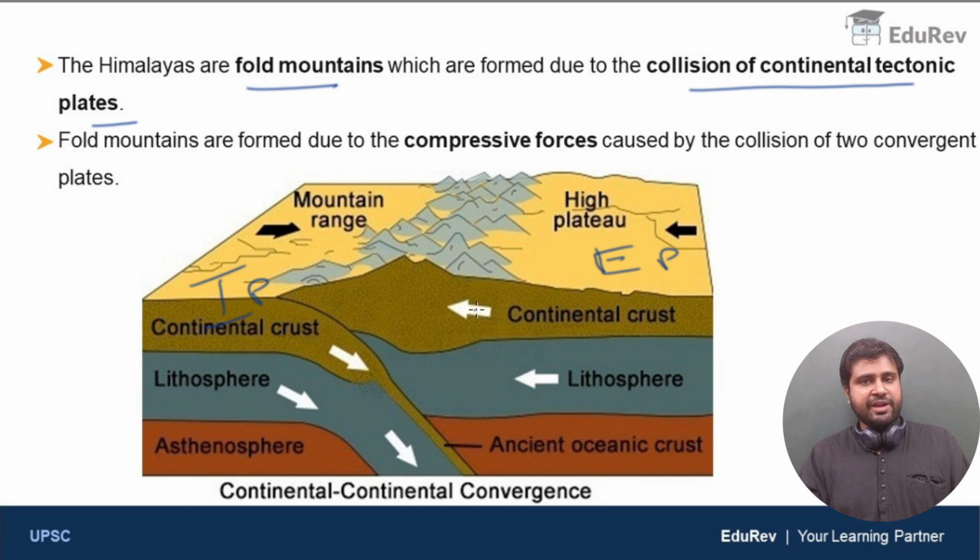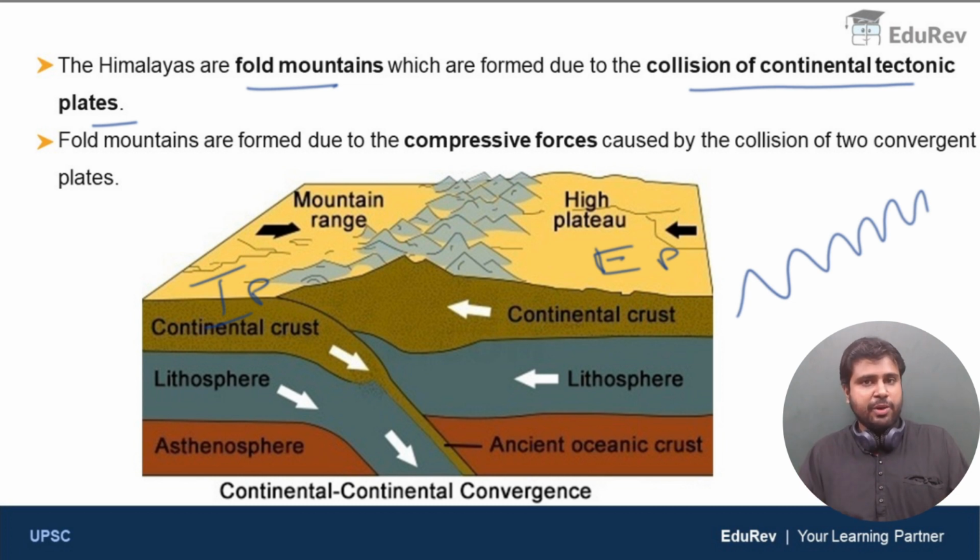So when two plates of the continental type collide, the crust at the boundary of the two plates will get compressed due to compressional forces. And a series of folds will form like this. And these folds are nothing but fold mountains. And in our discussion, they are Himalayas, as simple as that.